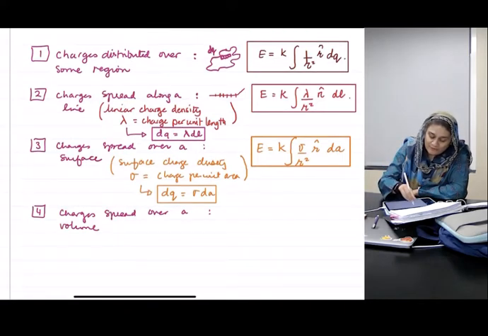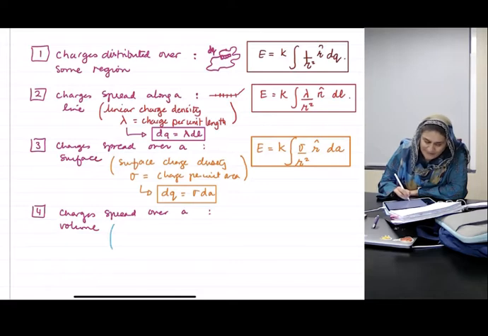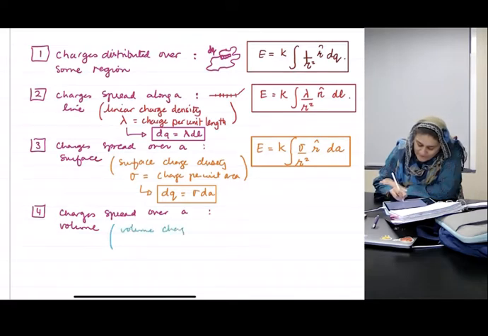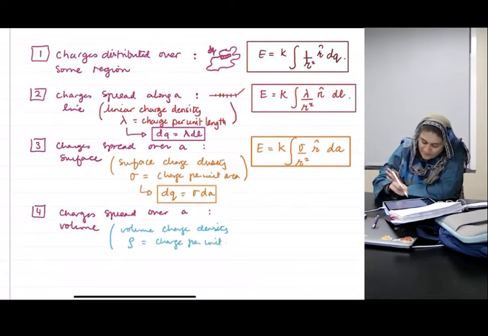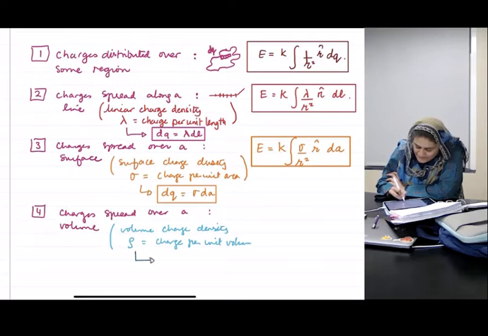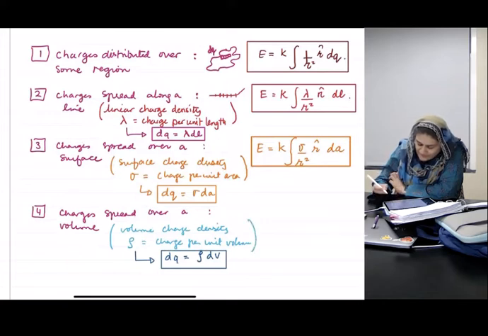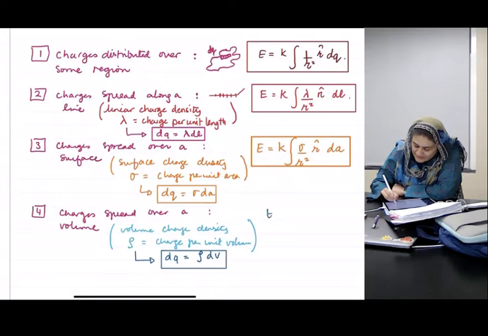And when I have charges spread over a volume, I will get volume charge density, rho, which is nothing other than charge per unit area. Oh, no, sorry, charge per unit volume. In this case, my dq will become rho dV, and my E will be K integration rho R hat over R squared dV.